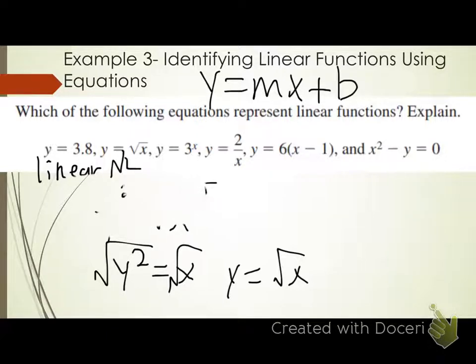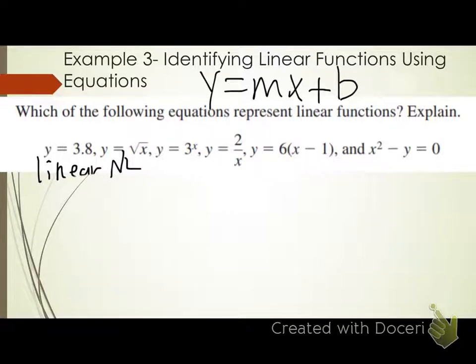Nonlinear. So for the first one, my explanation would be it's linear because it can be written in y equals mx plus b form. This one, the second one, it's nonlinear. My explanation would be because it cannot be written in y equals mx plus b form. Does that make sense?